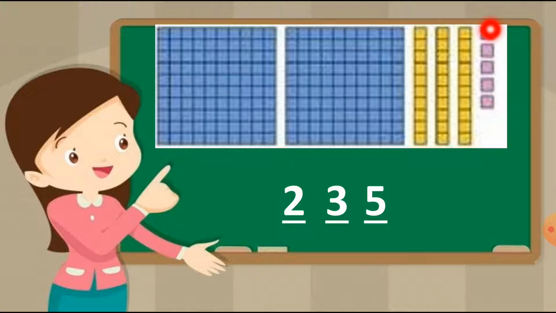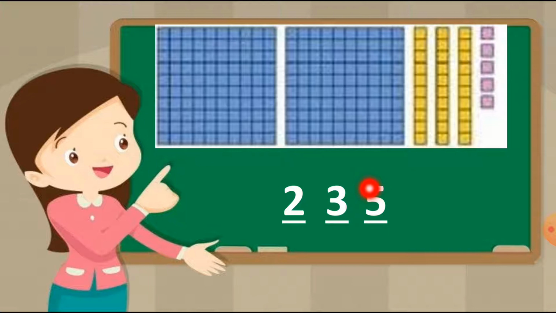So here is the ones value. You can see the red dot moving on the ones boxes: 1, 2, 3, 4 and 5. So we put 5 here. Now let's move to the tens column. Here are the 3 yellow sticks, which indicate the tens value: 1, 2 and 3. So we put 3 in the tens place. And the hundreds value is 2, the 2 blue boxes. So we put 2 here.